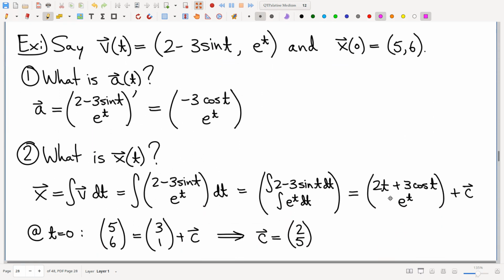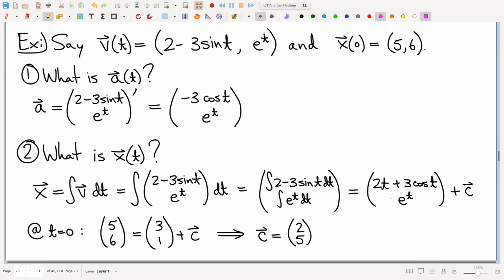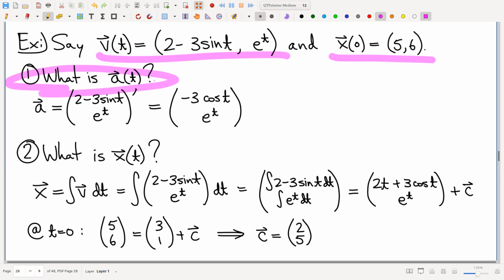This example is super analogous to stuff that y'all have already done in single variable calculus classes. So I'm going to be kind of quick with this. We're given a velocity and an initial position, and we have two questions. What is acceleration as a function of time? What is position as a function of time? Right? And we're just going to use the results from the previous page.